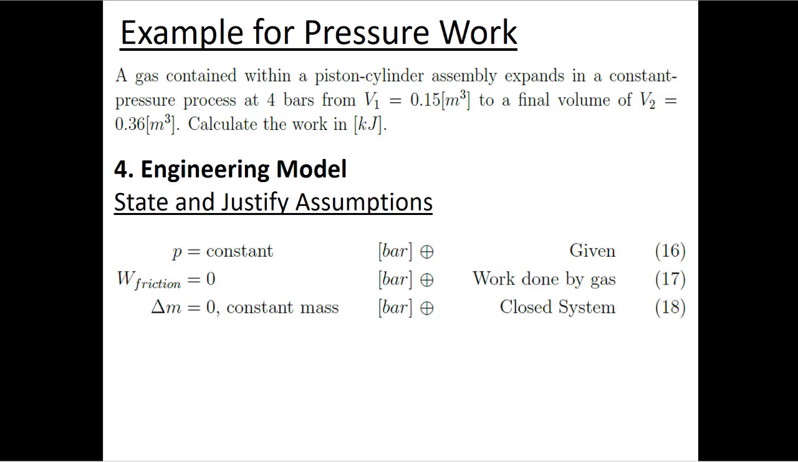Here we're going to try to state and justify our assumptions. We're told that the pressure is constant. We're going to assume that this system is close to frictionless, or at least that the work we're losing by friction as our piston moves through our cylinder is really small compared to the total work done. So we're going to say that it's equal to 0, but really the implication is we can neglect it, which means it's quite small compared to the other terms.